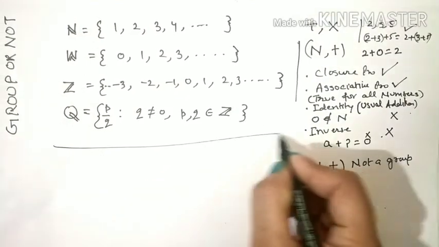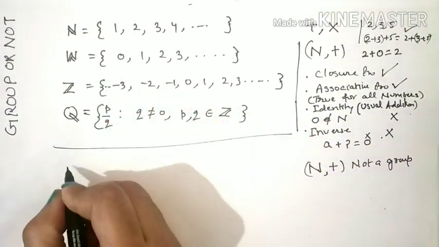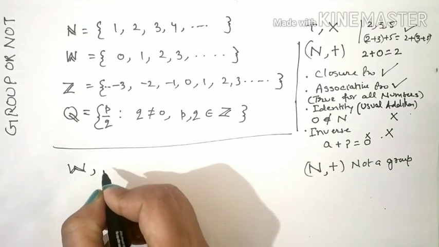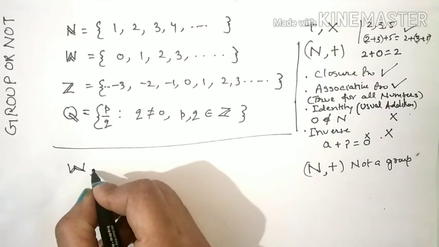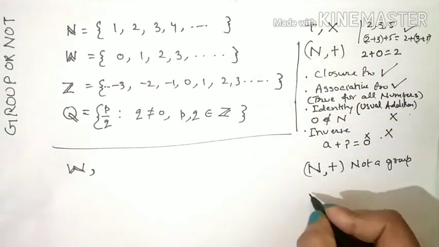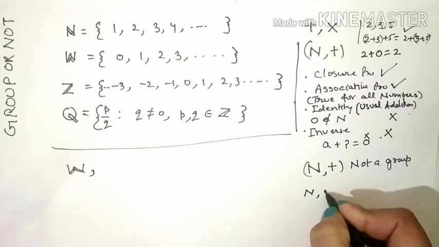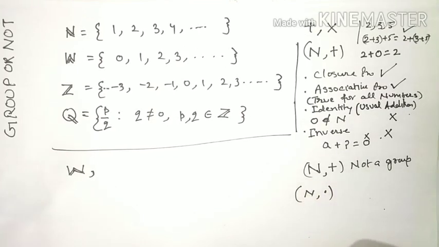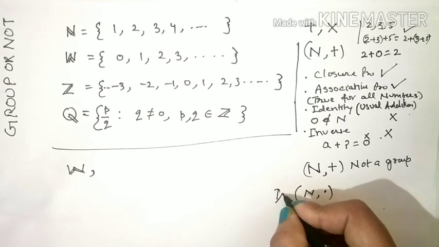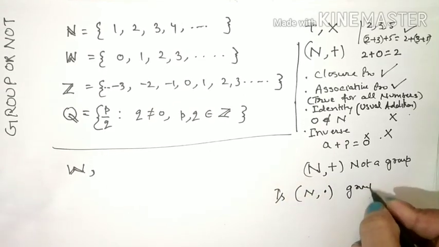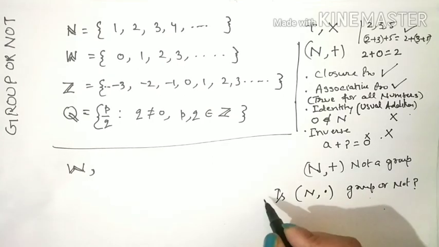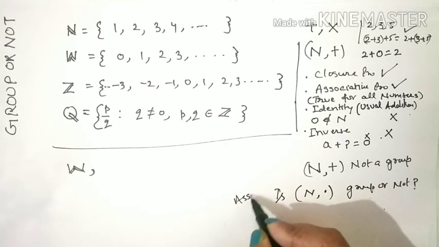Similarly, you can check for the set of whole numbers. Now we take another operation. You can solve this. You check it yourself. Is the set of natural numbers under the operation of multiplication a group or not? But this is for you. This is an assignment.